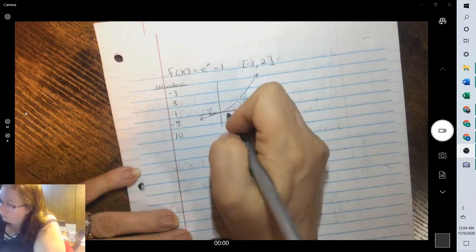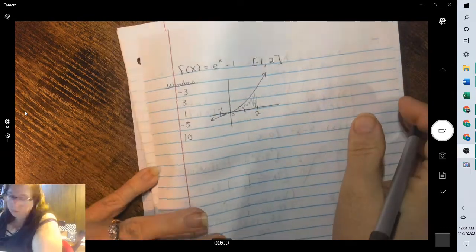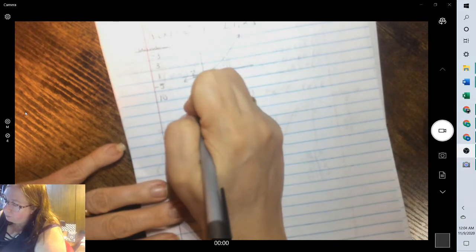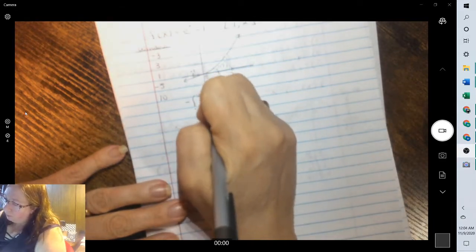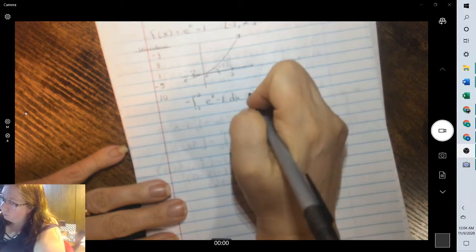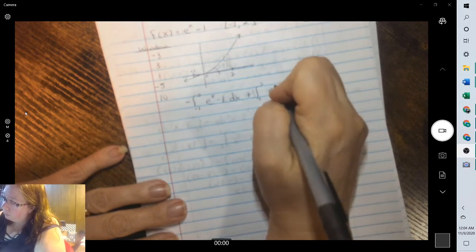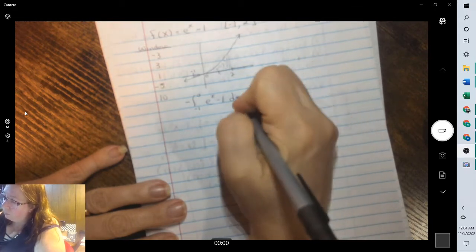So it's crossing at 0. This one is below. So I'm going to go from negative 1 to 0. It's below, so it'll be negative e to the x minus 1. This one's above from 0 to 2. And so it's a positive.